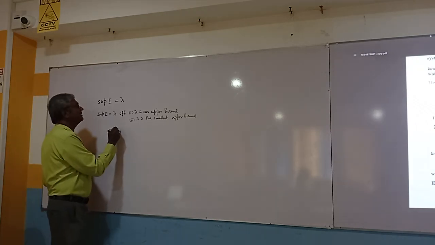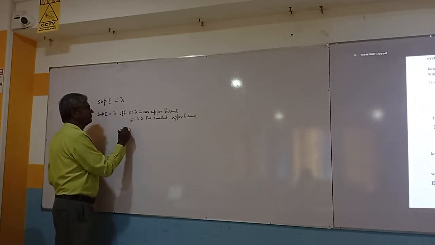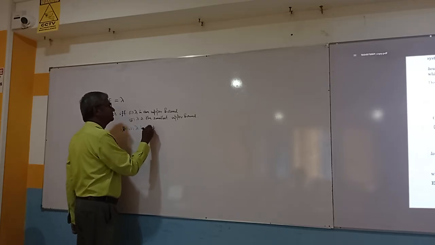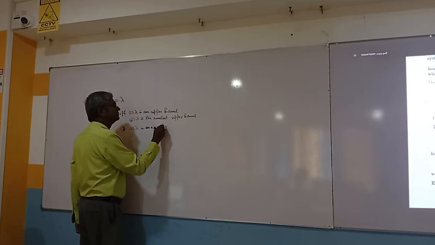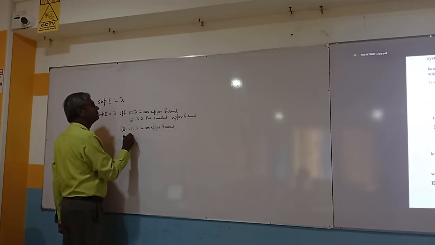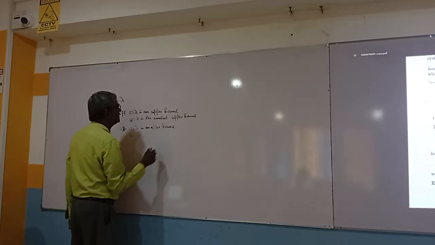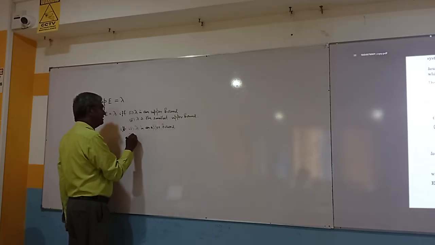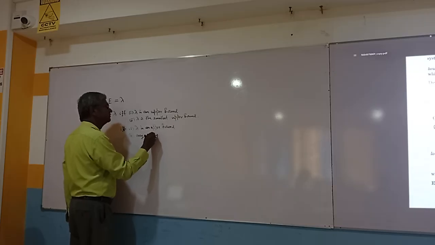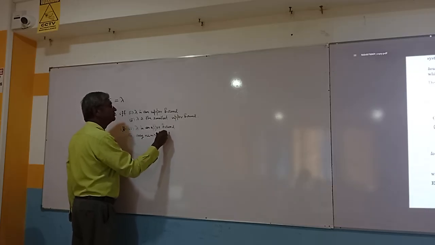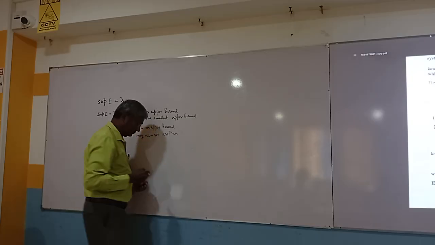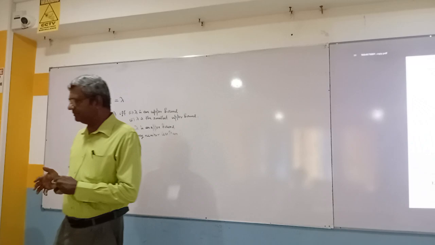Again we can say if and only if, Roman 1, lambda is an upper bound. Two, lambda is the smallest upper bound means any number less than lambda is not an upper bound.